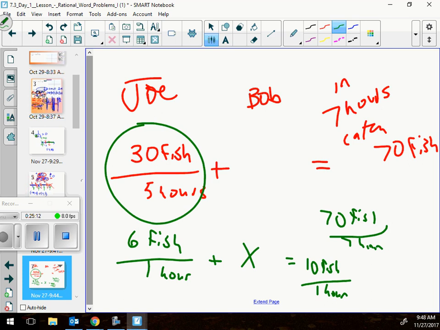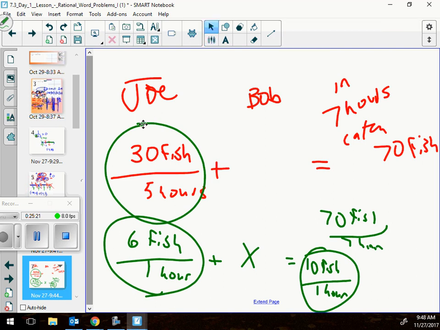All right. So we set that up so that we made the denominators all 1. It's not always going to work out that way, but that's a good way to do it if you can. If you can make the denominators 1, it makes it really easy.